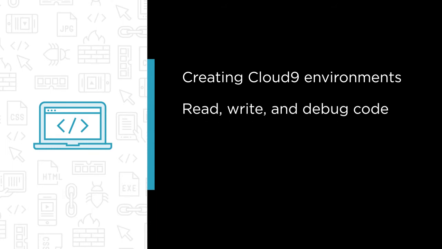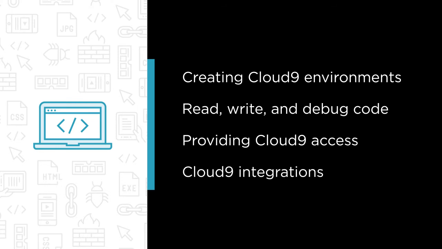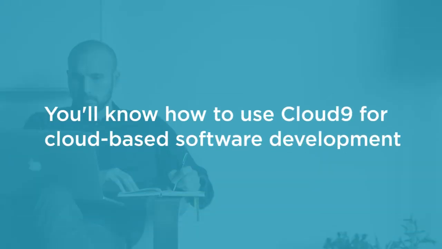Some of the major topics we will cover include creating Cloud9 environments in AWS, how to read, write, and debug application code directly in Cloud9, providing Cloud9 access and collaborating with other team members in real time, and Cloud9 integrations with other AWS services. By the end of this course, you'll know how to use Cloud9 for cloud-based software development and how to use Cloud9 features to optimize software development processes.